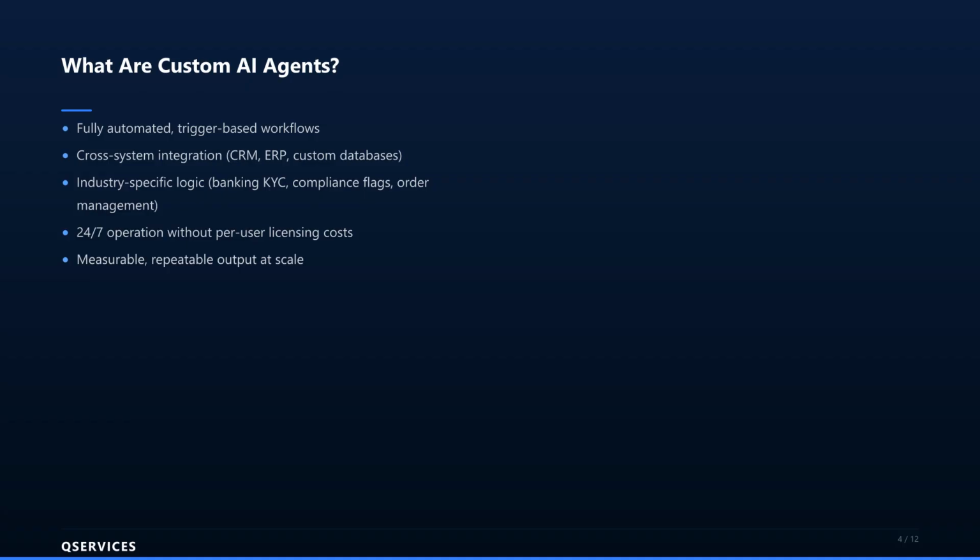As we covered in our guide to building AI agents on Azure for SMBs, these systems can handle tasks like invoice processing, customer onboarding, compliance checks, and support ticket routing with minimal human involvement. What custom agents do well: fully automated, trigger-based workflows, cross-system integration, CRM, ERP, custom databases, industry-specific logic, banking, KYC, compliance flags, order management, 24/7 operation without per-user licensing costs, measurable, repeatable output at scale.